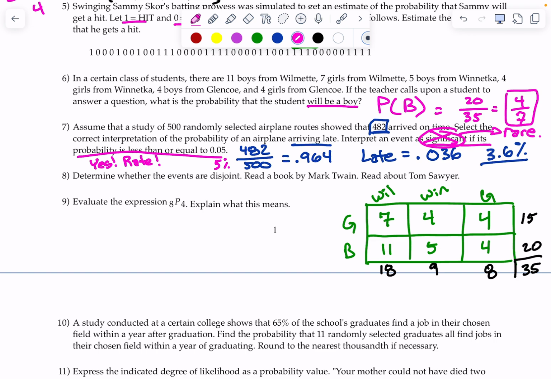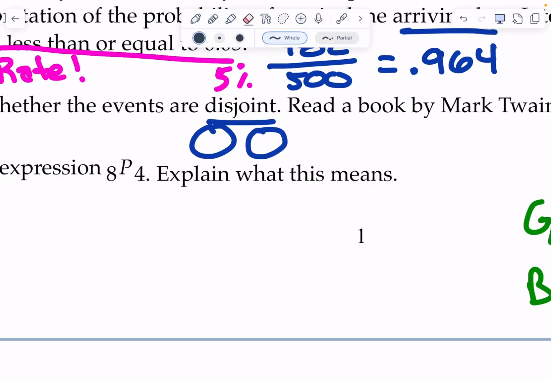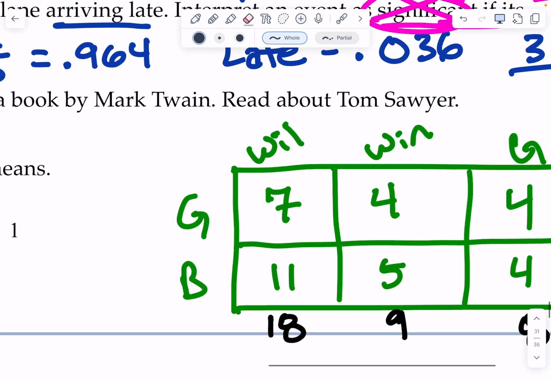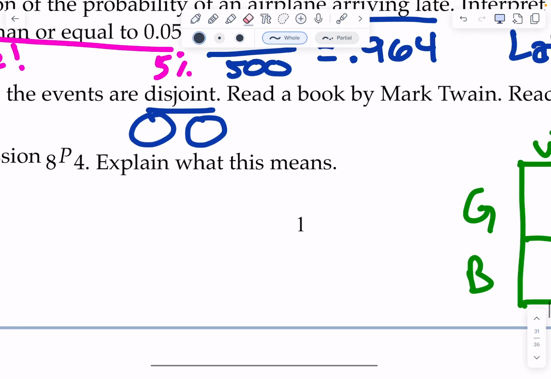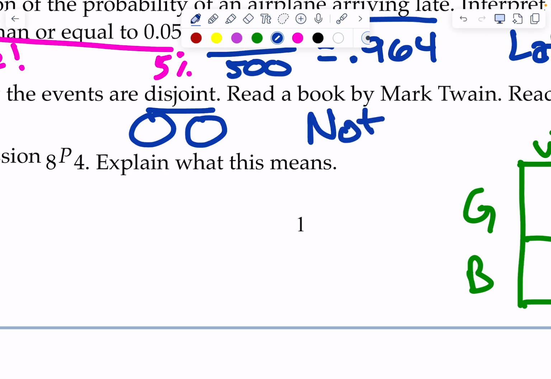Confusion? Okay, number 8, determine whether the events are disjoint. What does disjoint mean? Not related. That's the visual that's in my head when I see disjoint. They are not connected. Juniors and seniors, you can't be both, right? Mark Twain and a book about Tom Sawyer. Not disjoint. Mark Twain is the one that wrote Tom Sawyer. True? Yes. So they're connected. So they are not disjoint.